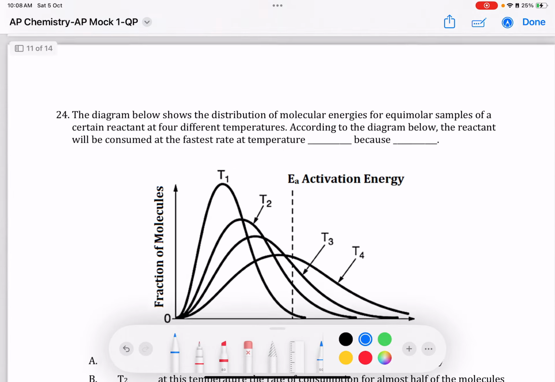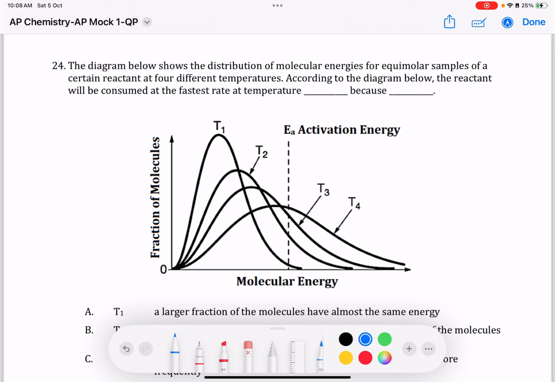Moving on, the diagram below shows the distribution of molecular energies for equimolar samples of a certain reactant at 4 different temperatures. According to the diagram below, this is the activation energy, and these are some molecules colliding with each other in order to react. The reactant will be consumed at the fastest rate, of course, at a higher temperature. Now let's see.